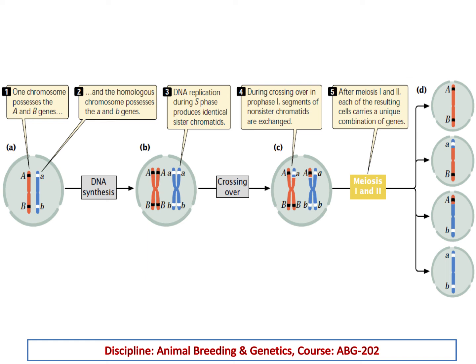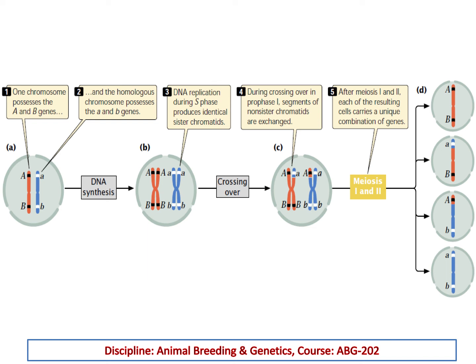Now what would happen? DNA replication during S phase produces identical sister chromatids. Now these sister chromatids will cross over. During the crossing over in prophase 1, segments of the non-sister chromatids are exchanged. So they are exchanged with each other.